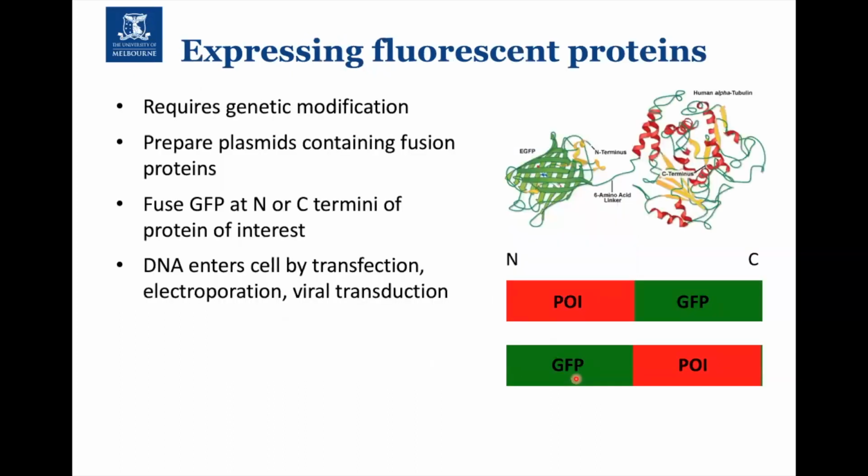Okay, so important things about expressing fluorescent proteins. This requires genetic modification. Normally you're creating plasmids or integrating into a genome that's creating a fusion of the green fluorescent protein signal with your protein of interest. So POI here is protein of interest. There are two ways that you can attach that. You can attach the GFP molecule at the C terminus of your protein of interest, or obviously you can attach that at the N terminus as well.